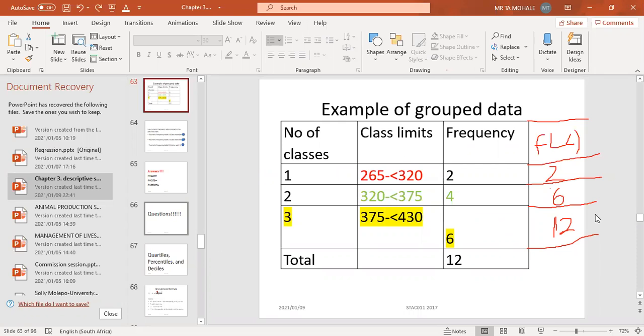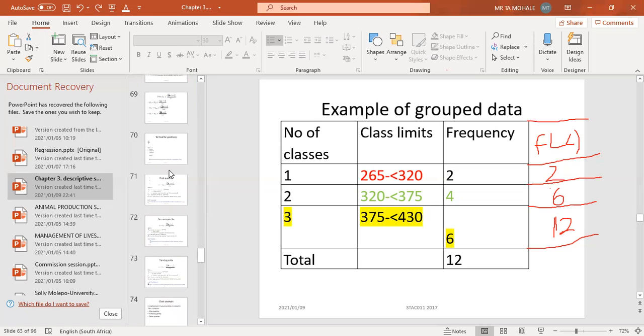So what will be the F minus there, the F less than, for P79? It's 6. Good. Because F less than is the cumulative frequency before the cumulative frequency of that particular measure of location. So you understood this one.